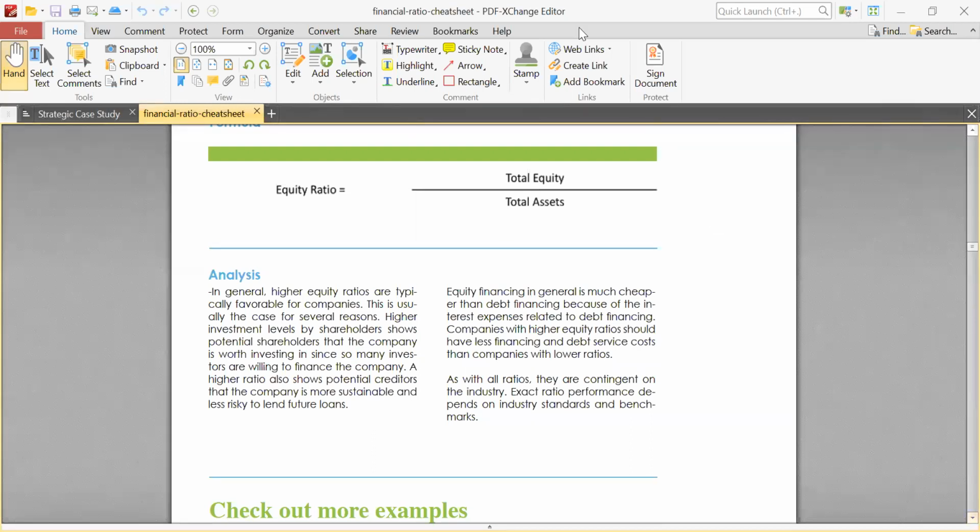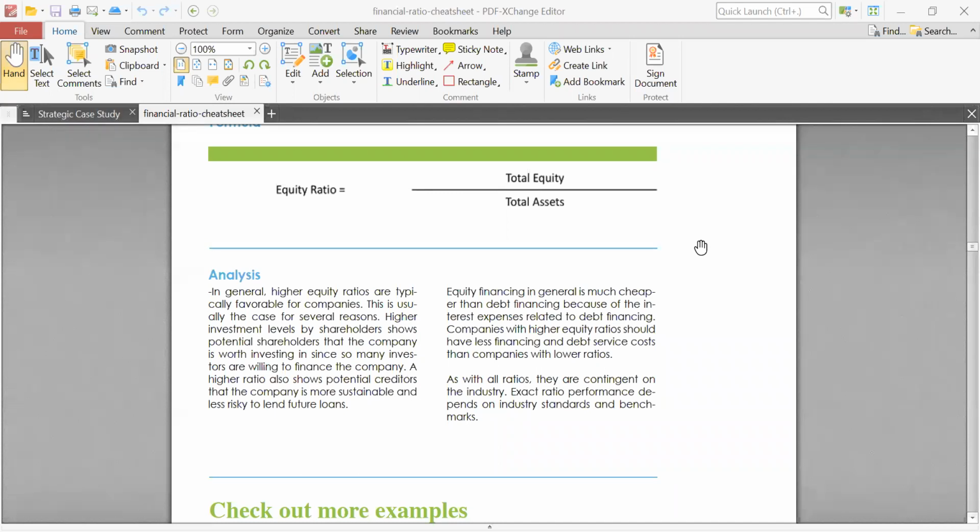It's total equity over total assets. That's the formula we have. So we are looking at basically the proportion of assets that is financed by shareholders' money.